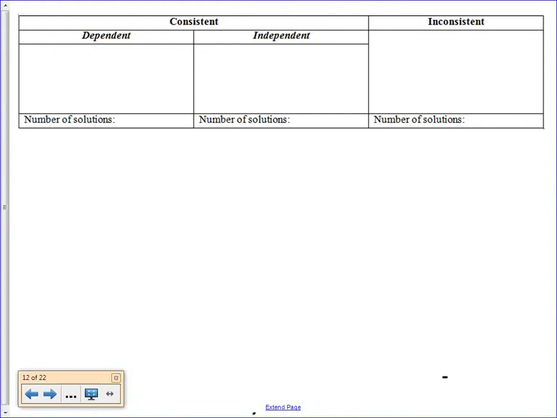First thing we're doing, remember, is we want to identify whether a system is consistent or inconsistent. To classify it, we solve both equations for y, and then we compare the slopes and y-intercepts. The first one is a dependent system. In a dependent system, how many solutions are you going to have? There we go. Good. Infinitely many.